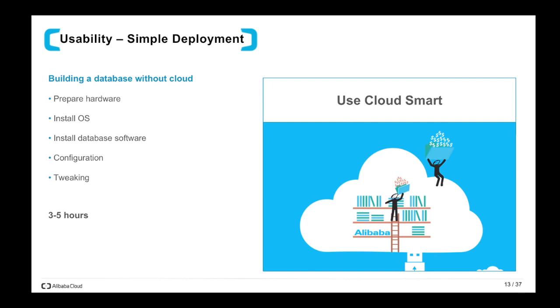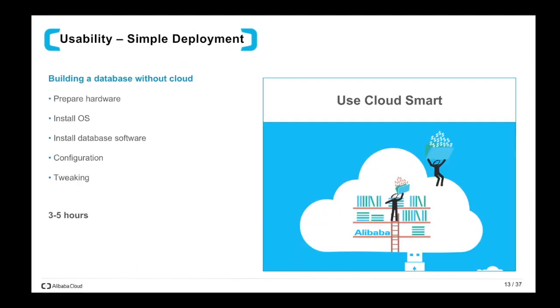So let's do a quick comparison of building a database with or without cloud. If you want to build a database without cloud, first you need to prepare the hardware and install the operating system software. After that, you have to do some configuration. During the installation and configuration, you may encounter some issues, and it will take much longer to solve them. So in total, you may need 3 to 5 hours to finish the database configuration part.